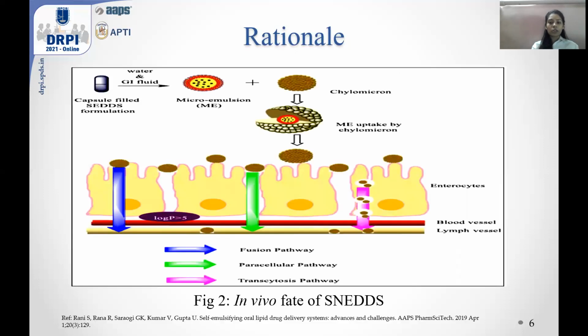Also, it has been reported that SNEDs target the intestinal lymphatic system and are uptaken by chylomicrons. The drug, once reaching the intestinal lymph, gets into the systemic circulation via the junction of the left internal jugular and the subclavian veins. This leads to avoidance of hepatic metabolism. To overcome the above disadvantages of febuxostat, SNEDs were developed.